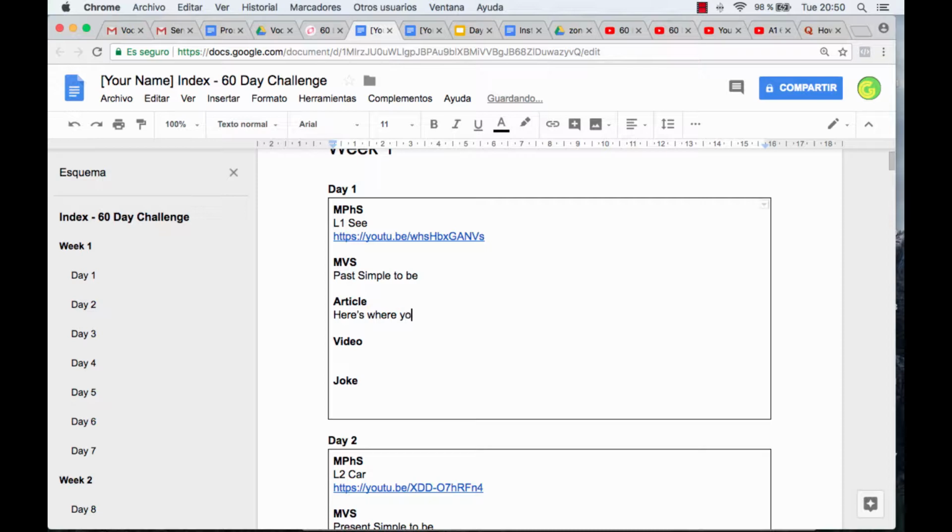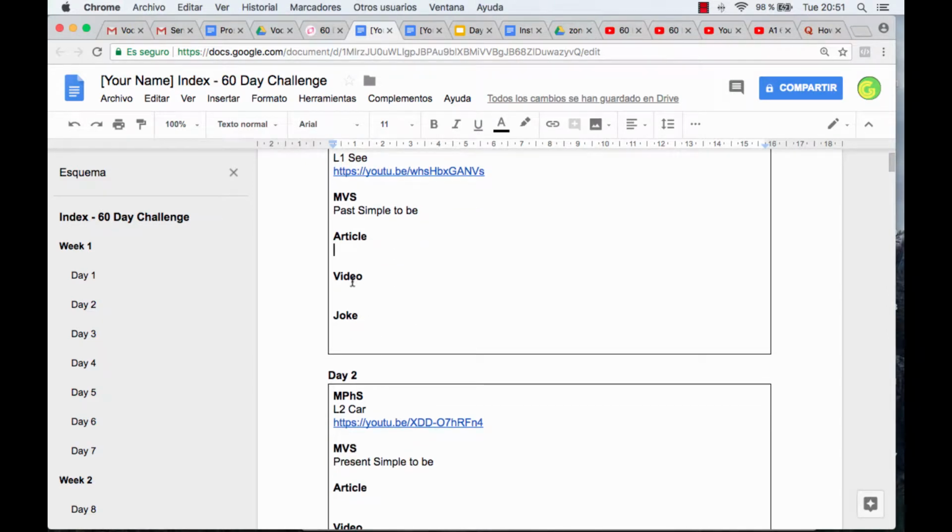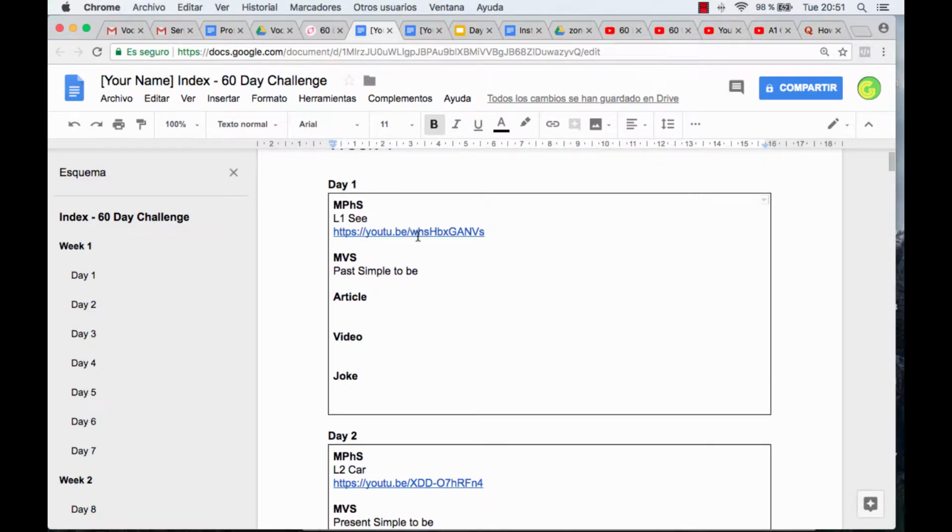Here's where you write about that article, okay? I'm going to have access to this document, so I'll be able to look at whatever you write, in or out of the class, and to make any corrections that need to be made there, okay? If we watch a video, you're going to put the link here, and don't forget to copy and paste the joke here. Okay, so we're very organized every day.